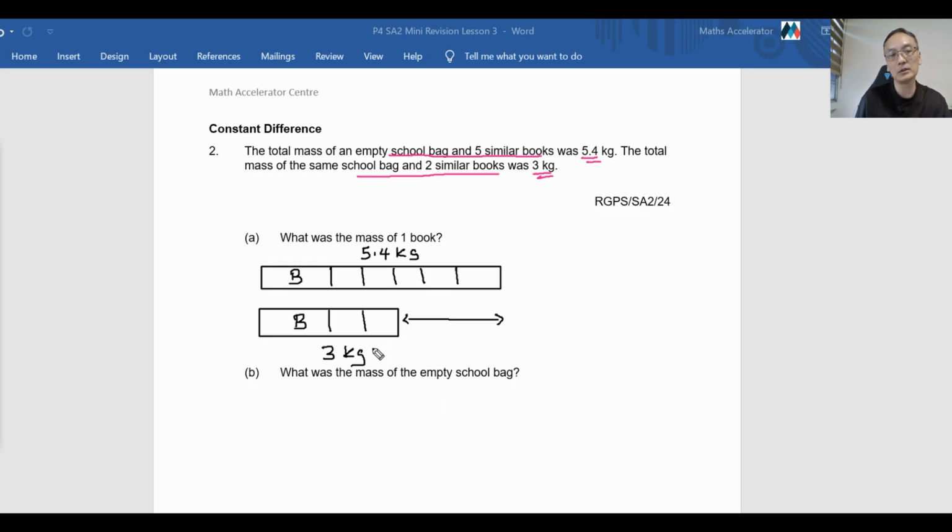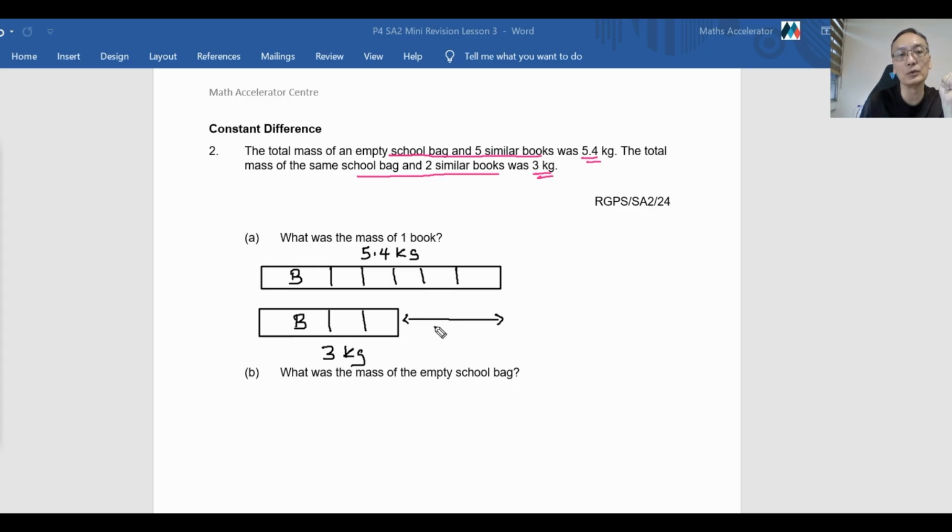Okay, after we complete the model, the first thing we do is to find the value of this 3 units, right? This is the difference. Why is it called constant difference? The difference between these 2 bundles of items, the bag with 5 books and the bag with 2 books, is the same as the difference between the mass of 5 books and 2 books here, right? So here is the difference that will help us to solve the question.